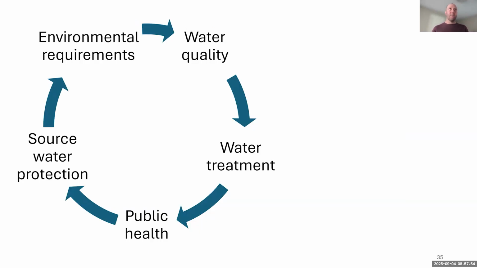Going through this whole process, there are all these environmental requirements, but a lot of times the goal is to protect our source water quality, which impacts our water treatment and public health, and that has to do with our source water protection. So it really is a whole cycle of thinking about these things. What's our water like? What do we need to protect our water, and how does that relate to our community and public health?